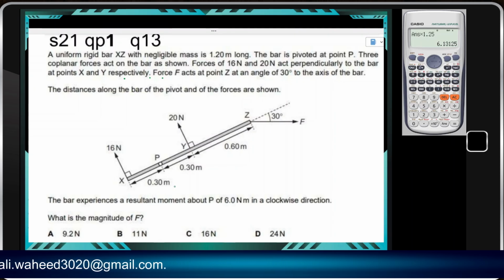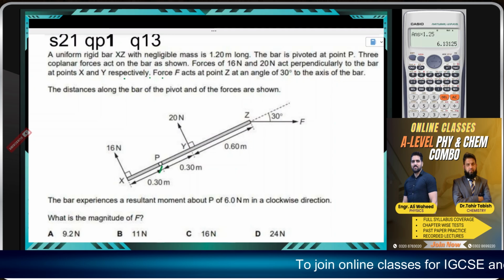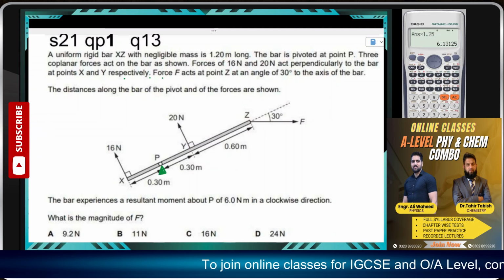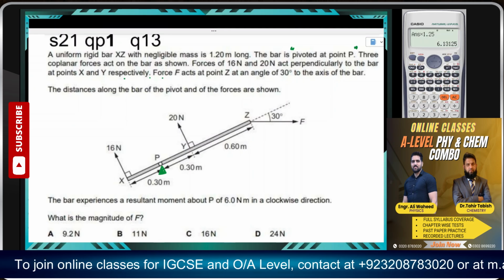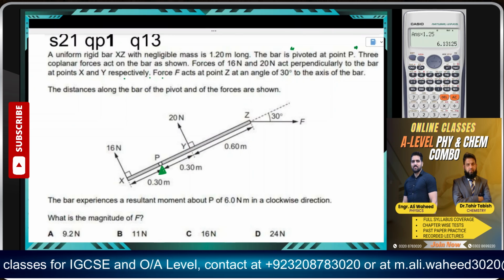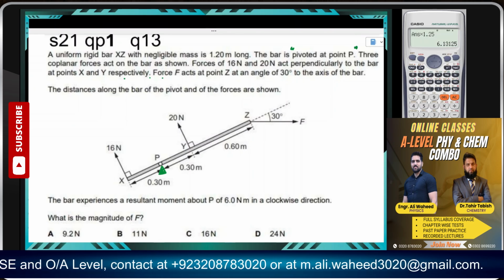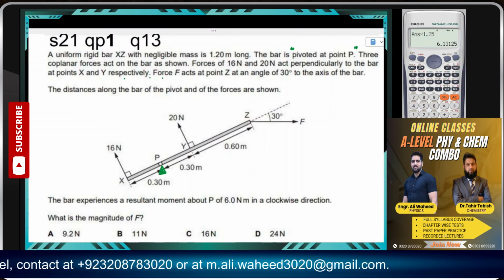Alright, so first of all, we can locate the pivot, and the pivot is P. P is the pivot over here. How do we know? It's written over here: pivoted at P. How many forces do we have? We have 1, 2, 3 forces.